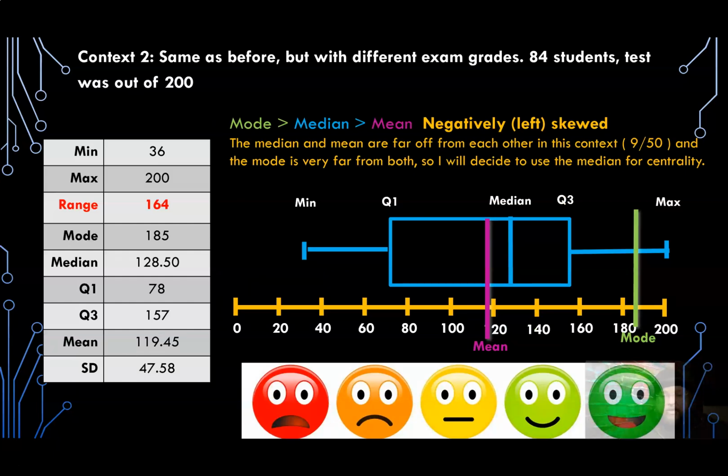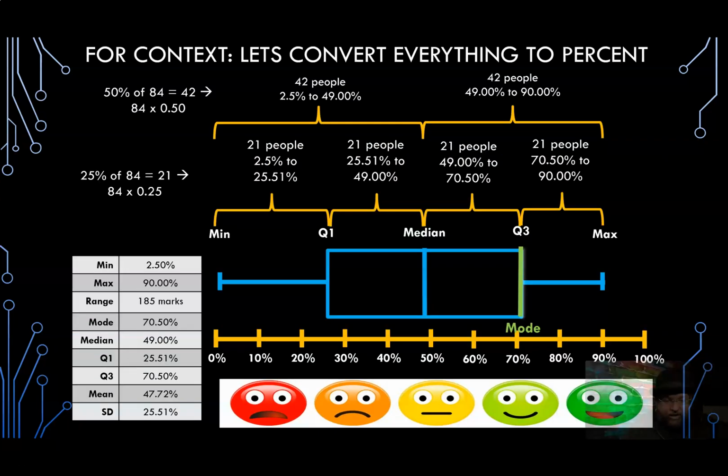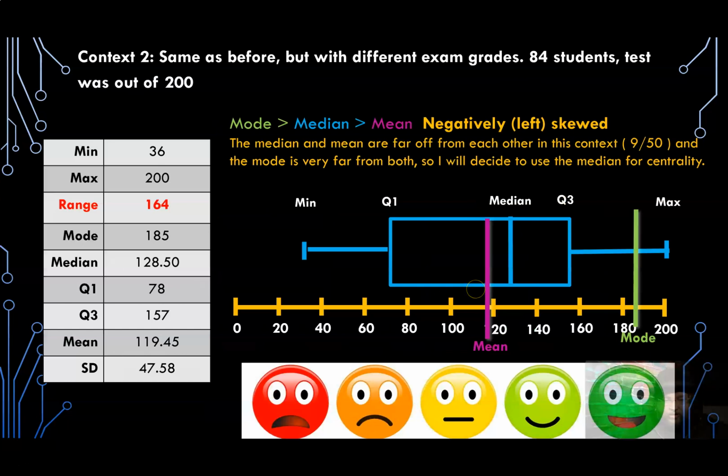Okay, well, let's look at another one. Same as before, same exam, but some different grades, and so we still have 84 students, and the test is still out of 200. And so we can start seeing automatically, if I go back to the previous slide, that this was more lower range, and this is more higher range. And well, what's going on?